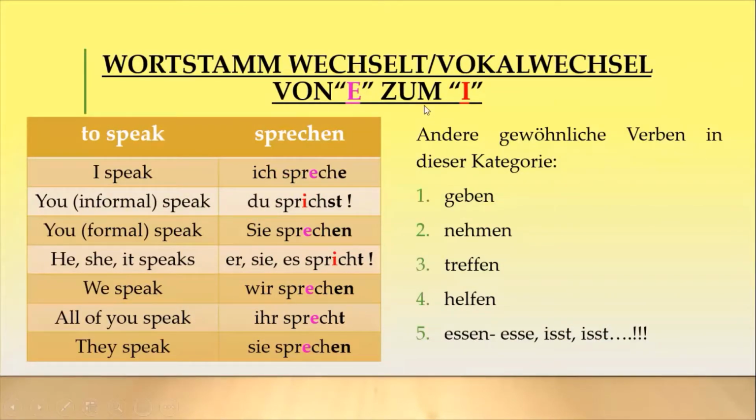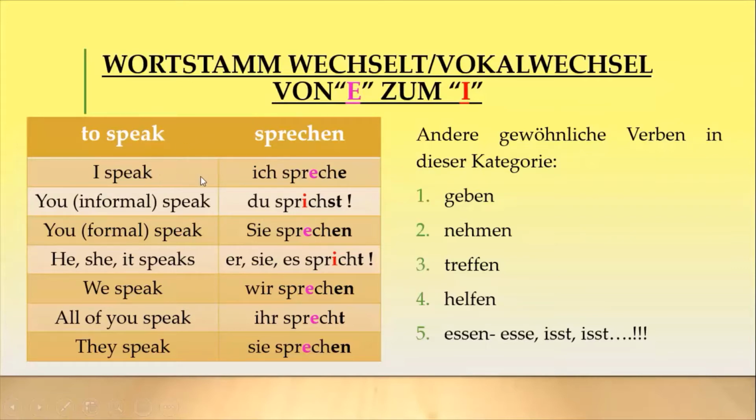So now I am going to show you the vowel change from the German alphabet A to E. And because the vowel changes, the verb stem will also change, which in the case of this verb sprechen, the word stem consists of the first 6 alphabets up till H. And sprechen means to speak.